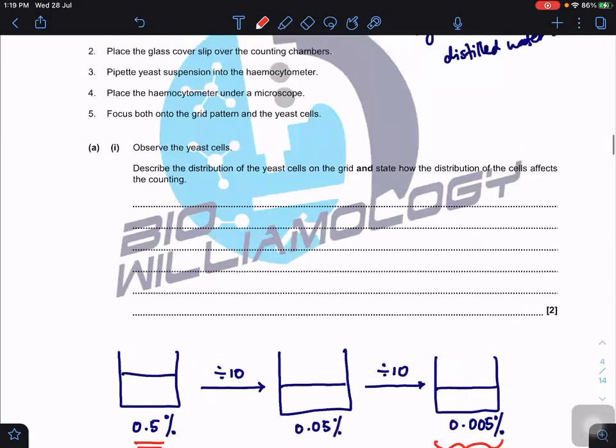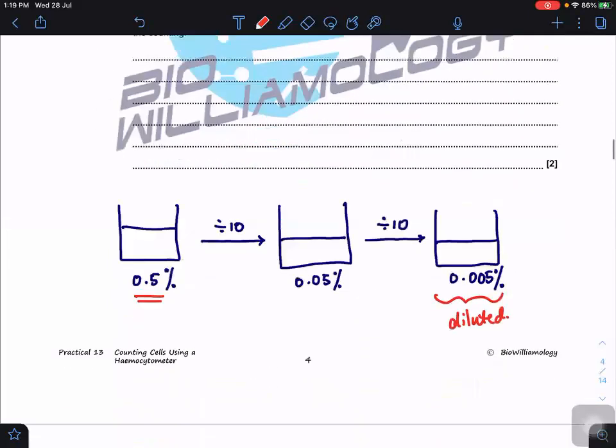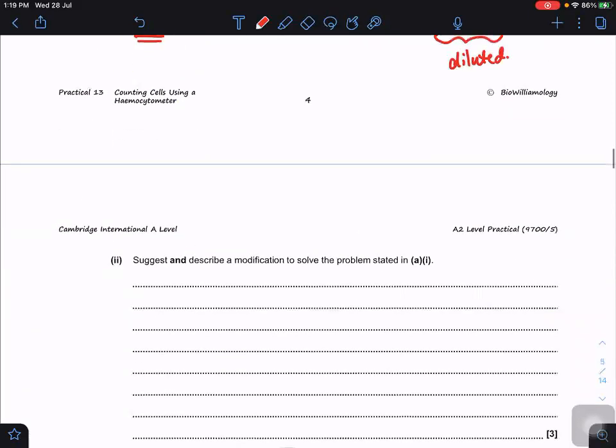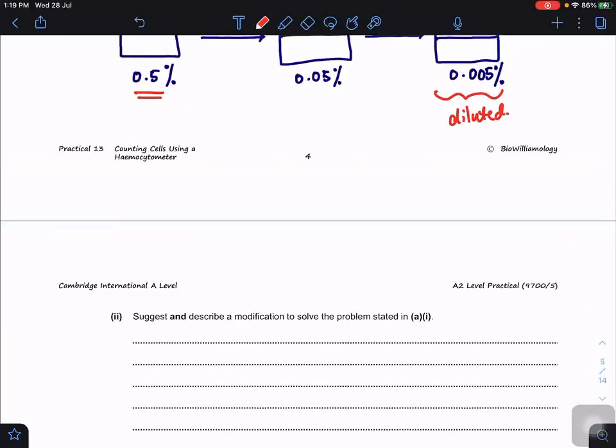So first, what is the problem? Generally, it's overcrowded, too many cells to be counted. And at the same time, you won't be able to see where the grid is, because all the grids are covered by the yeast cells. So the suggestion here is to do 10-fold dilutions until you are able to count the number of cells in that particular chamber.